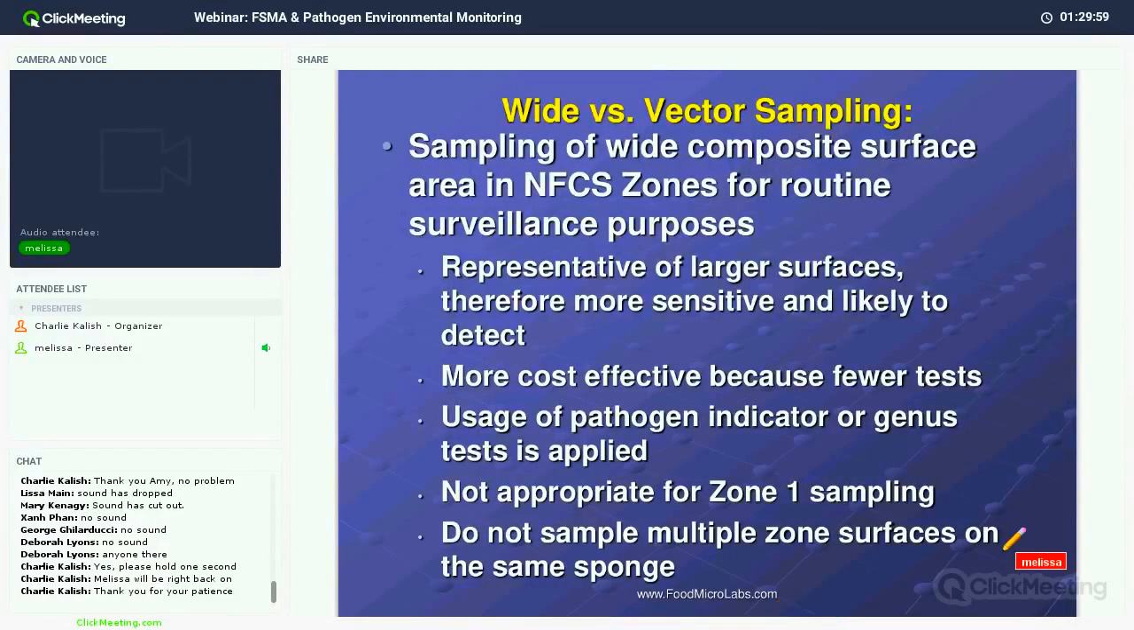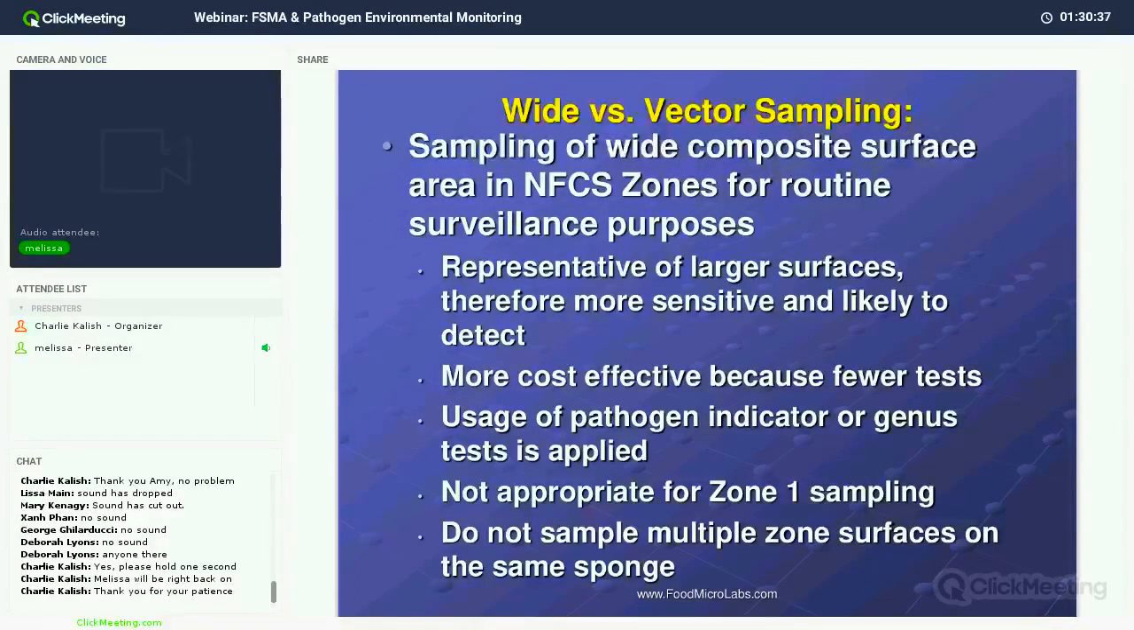So that strategy is really the sampling of wide composite surface areas in non-food contact zones for routine surveillance purposes. So representative of larger surfaces makes the sampling more sensitive and likely to detect the target that we're looking for, which is a pathogen or pathogen indicator. That type of approach is more cost effective because it results in fewer tests, and usage of pathogen indicators or genus tests become applied. We don't do compositing for zone 1.